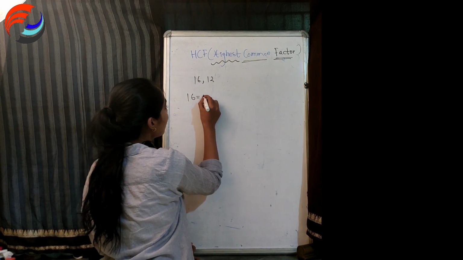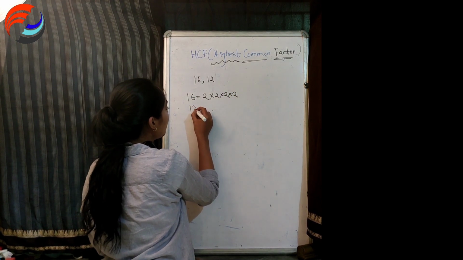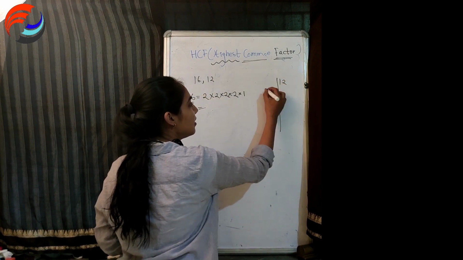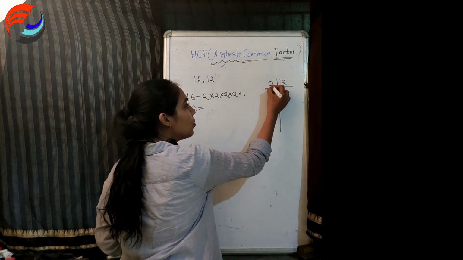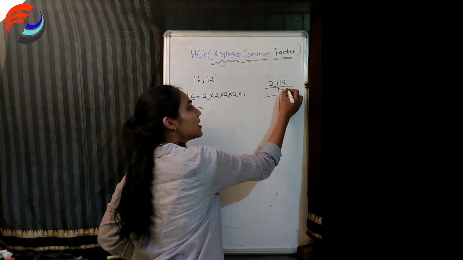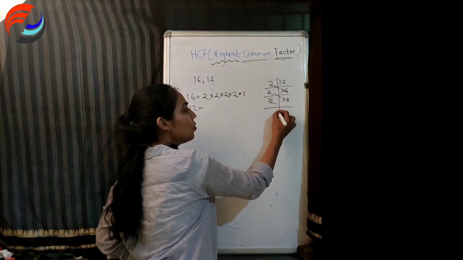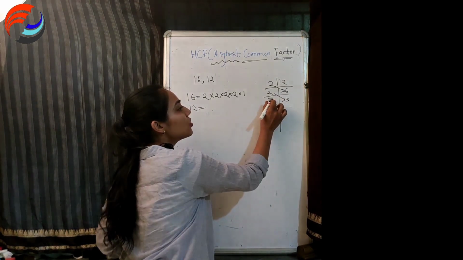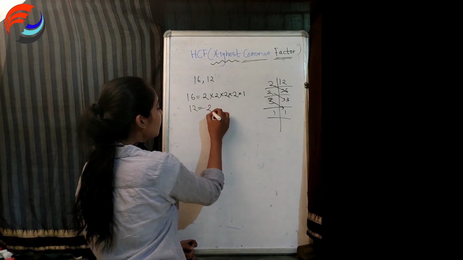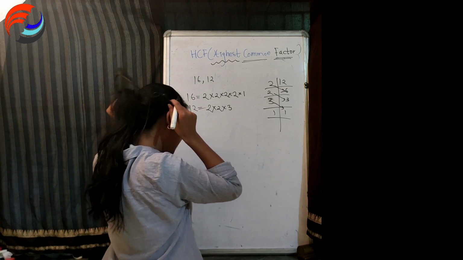16 can be written as 2 multiply 2 multiply 2 multiply 2. Now we will find the factors of 12. Apart from 1, take the natural number 2. 2 sixes are 12, 2 threes are 6, then we can't divide 3 by 2, so 3 ones are 3 and 1 as it is. So the factors of 12 are 2 multiply 2 multiply 3 multiply 1.